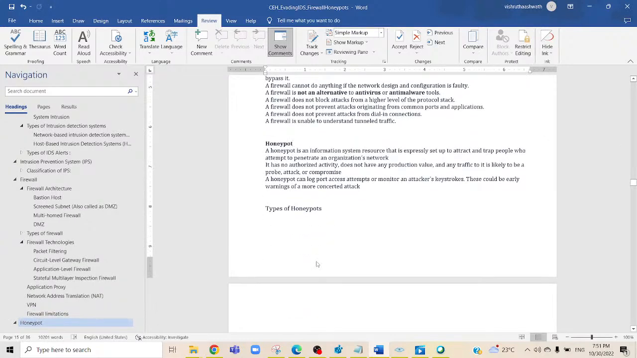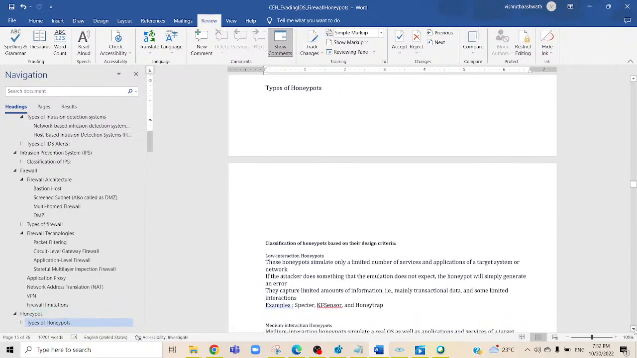So, honeypot. A honeypot is an information system resource that is expressly set up to attract and trap people who attempt to penetrate an organization's network. It has no authorized activity, does not have any production value, and any traffic to it is likely to be a probe, attack, or compromise. A honeypot can log port access attempts or monitor an attacker's keystrokes. This could be early warnings of a more concerted attack.